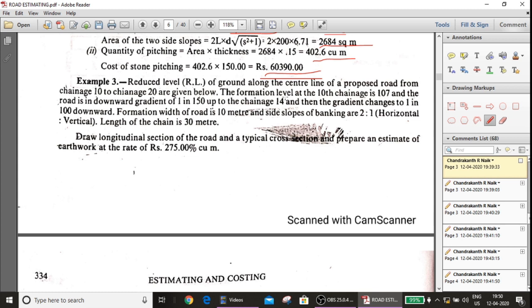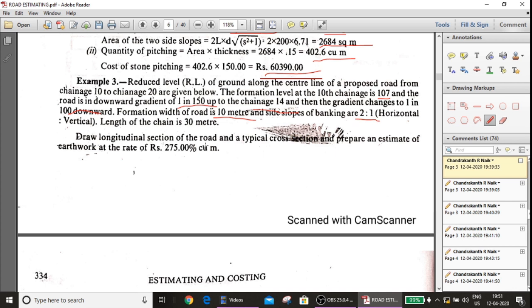The formation level at the 10th chainage is 107. They are giving the formation level here only, and the road is a downward gradient. The gradient is also given, 1 in 150 up to chainage 14, station 4, and then the gradient changes to 1 in 100 downward. The formation width of the road is 10 meter, B is equal to 10. Side slopes of banking are 2:1, so S is equal to 2.